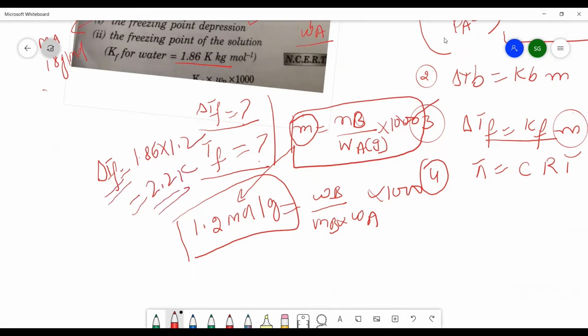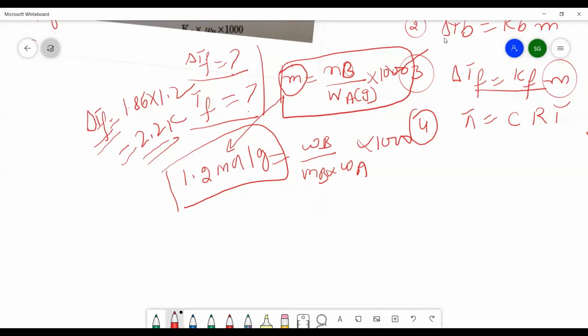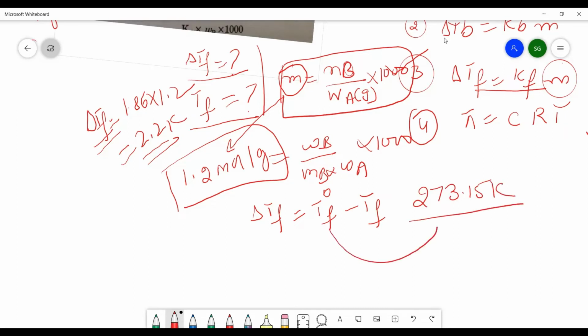So we have found delta TF. Now recall the formula. How will you calculate the delta TF? That will be TF naught minus TF. So what is TF naught? It is the freezing point of water. What is the freezing point of water? The freezing point of water will be 273.15 Kelvin. That will be the TF naught for water. That is 0 degree Celsius. So when you add 273.15 to 0 degree Celsius, degree Celsius is converted into Kelvin.